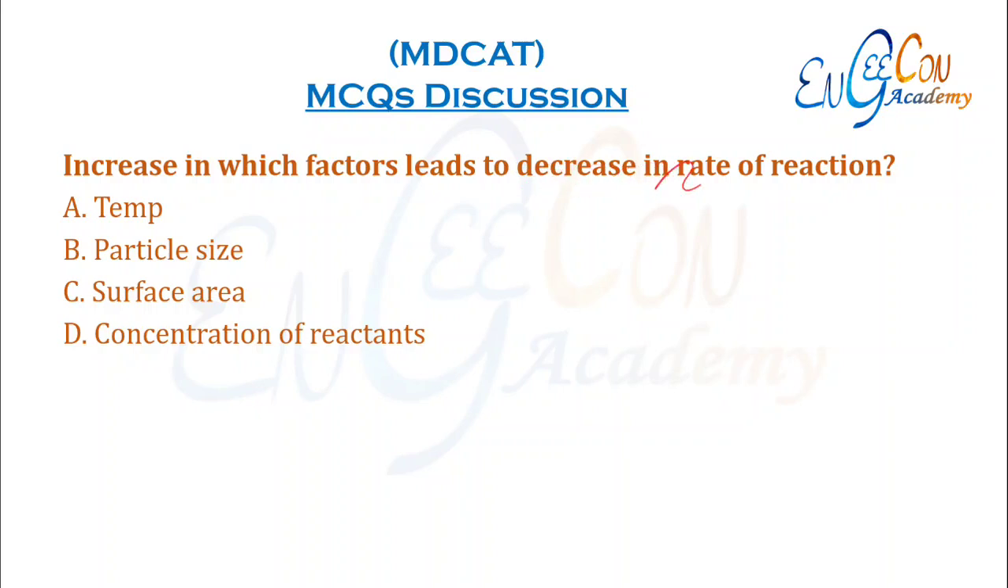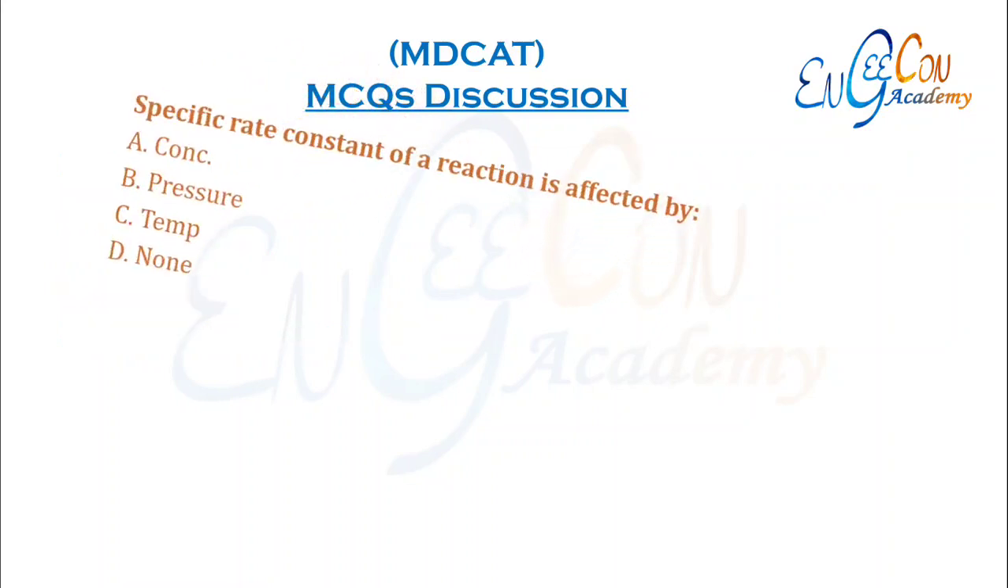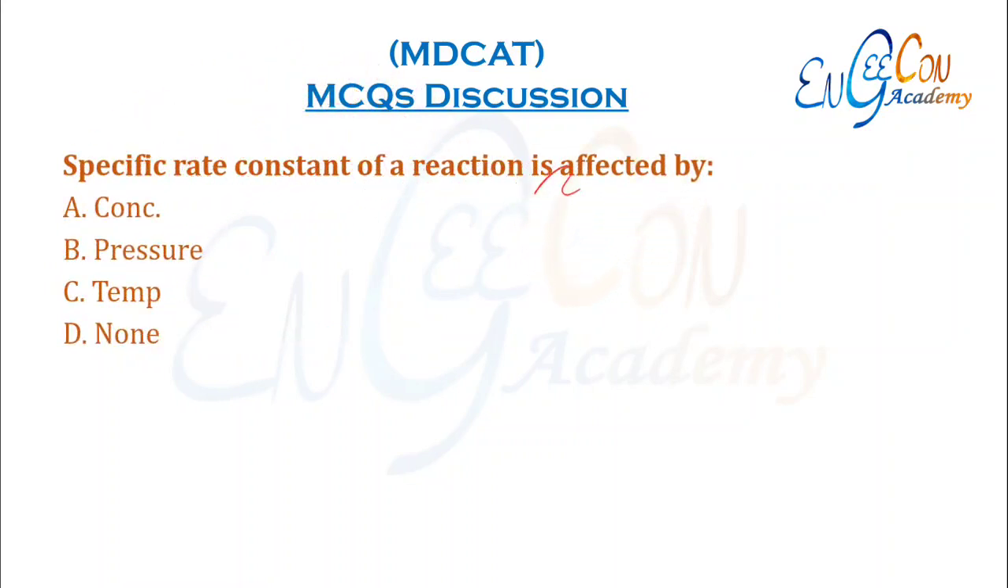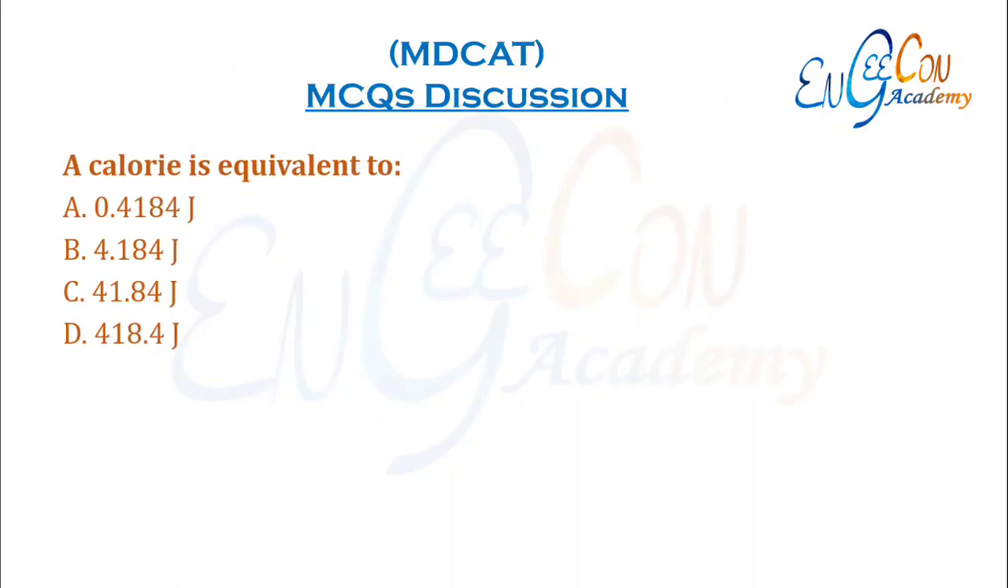Increase in which factor leads to decrease in rate of reaction? So increase in temperature increases the rate. Increase in particle size decreases the rate, because when particle size increases, the surface area decreases, so the rate of reaction decreases. So B is the correct option. Specific rate constant of a reaction is affected by? So the specific rate constant and all the equilibrium constants are affected by changes in temperature only. 1 calorie is equal to, so 1 calorie equals 4.18 joule. So B is the correct option.